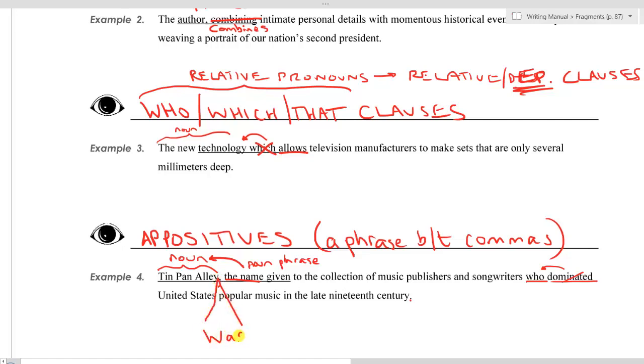We can just insert was between Tin Pan Alley and the name. Tin Pan Alley was the name given to blah, blah, blah. And now we have a main verb.